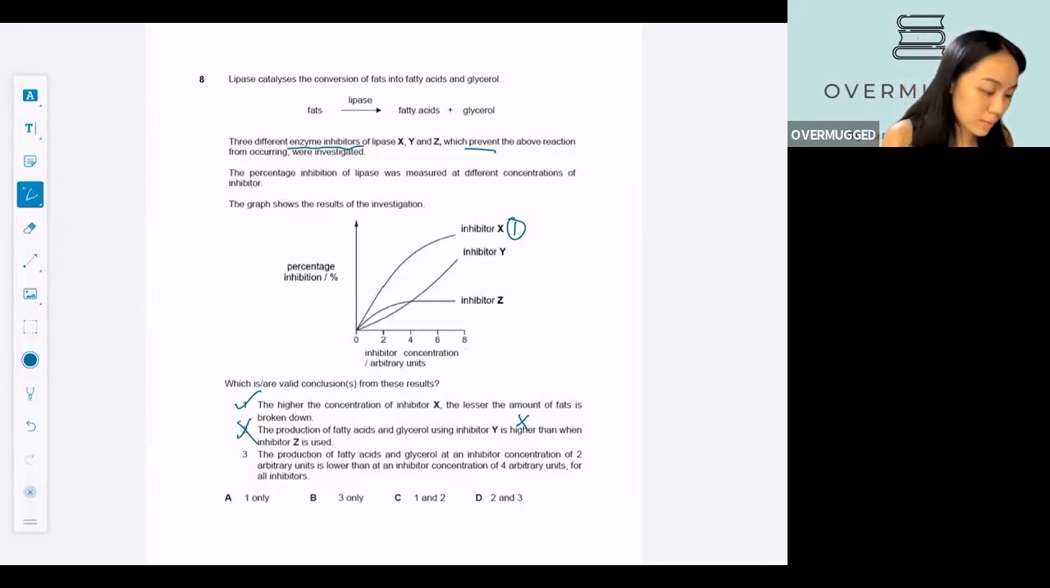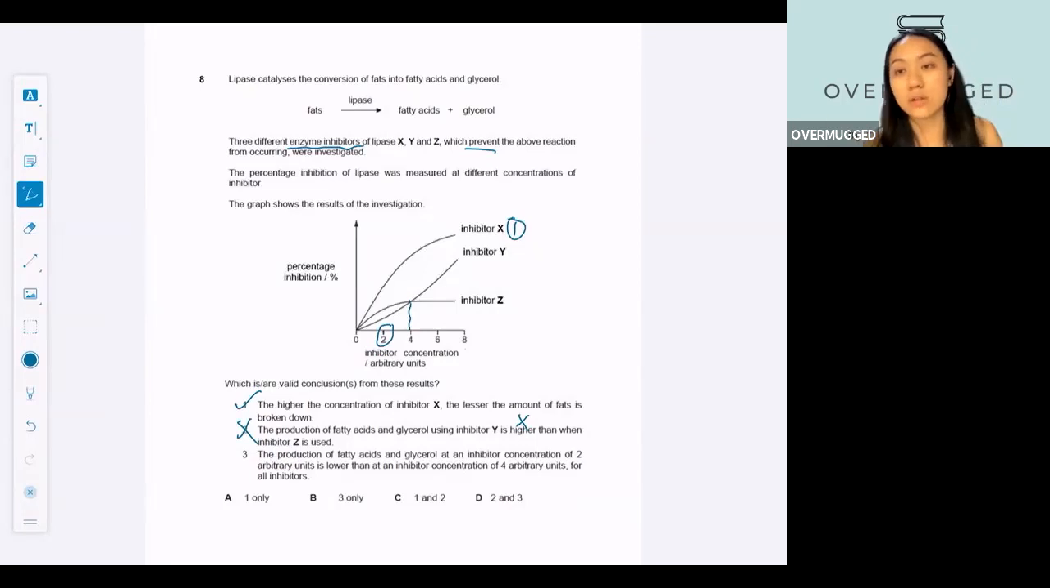The third: the production of fatty acid and glycerol at an inhibitor concentration of 2 is lower than at an inhibitor concentration of 4. Cannot be, right? At 4 the inhibition has increased already. If there's more inhibitor, they will inhibit more of the reaction. So in this case, the answer to question 8 is just the first one. It's about reading a graph.